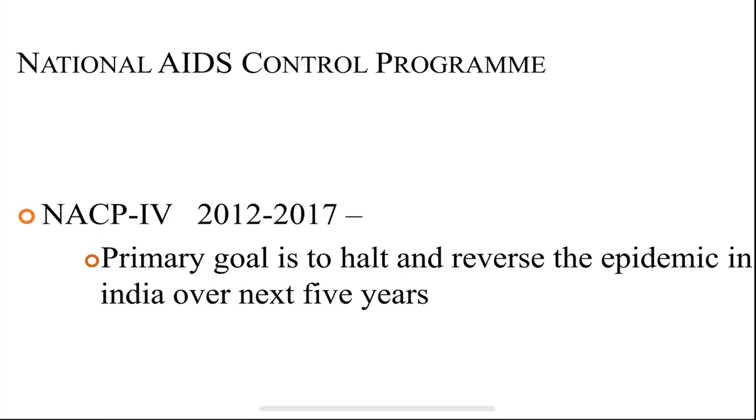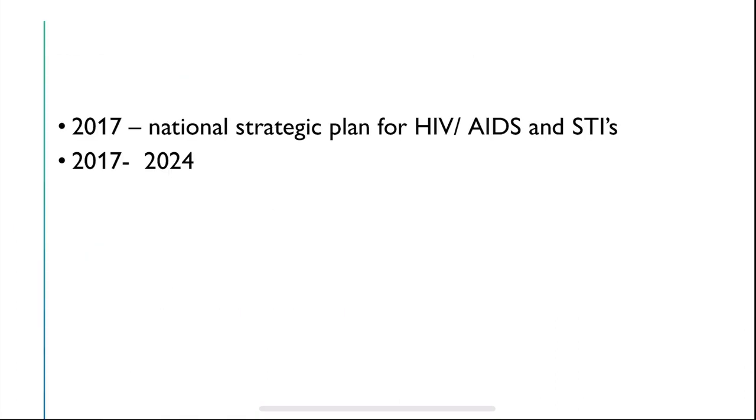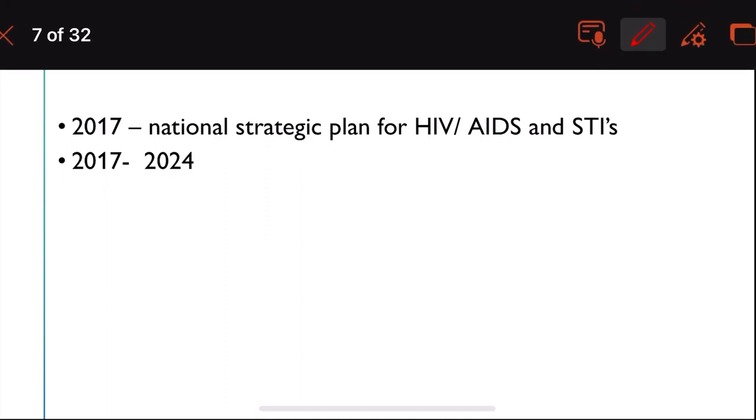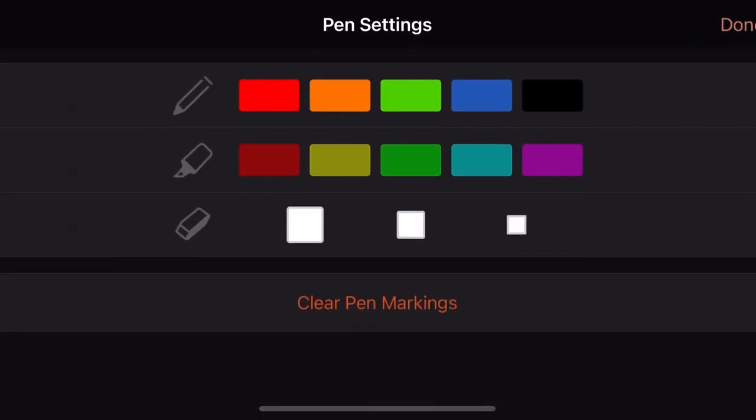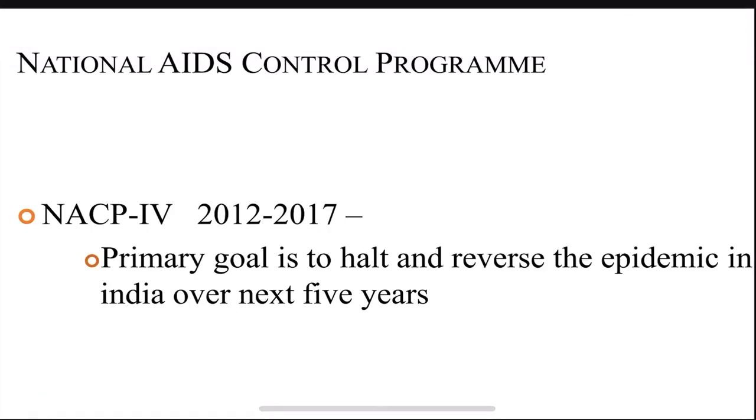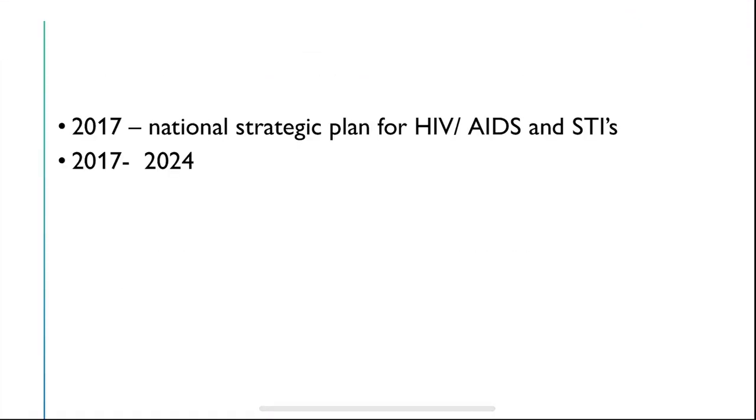NACP 4, from 2012 to 2017, was launched, and the primary goal is to halt and reverse the epidemic in India over the next 5 years. In 2017, the National Strategic Plan for HIV/AIDS and STIs was initiated, a 5-year strategic plan again, from 2017 to 2024. This information is from the latest edition of Park's textbook.